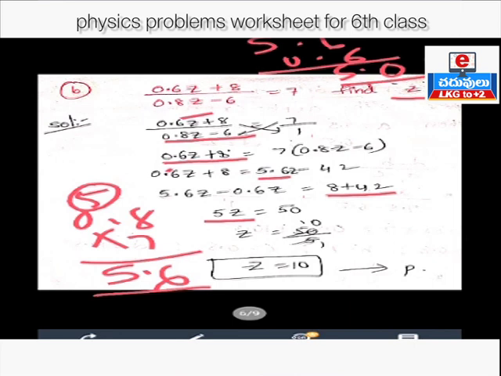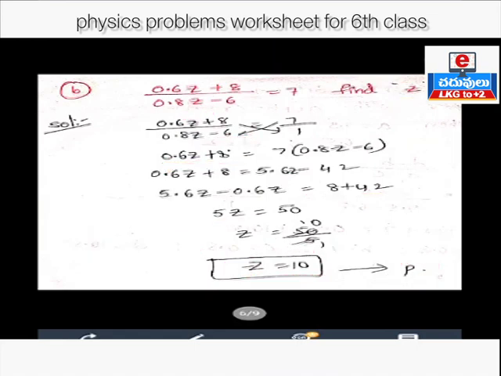Z equal to 50 by 5. 5 ones are 5, 5 tens are 50. So what is the Z value here we can get? 50. This is nothing but option P. Understood? What is the correct option here? We can get option P.